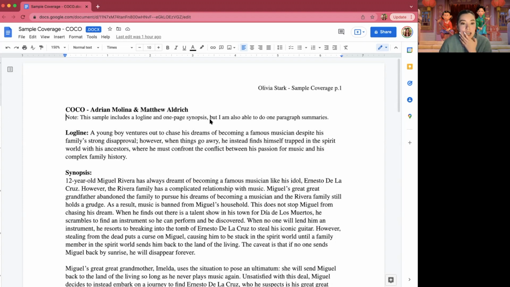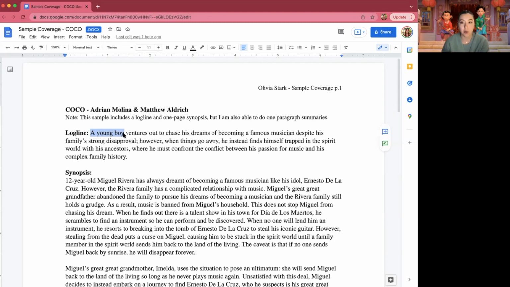But to break it down, what I usually like to do is start out establishing who is the protagonist. So in this, it's a young boy. And then the second thing I want to make sure is clear in this is, what is the protagonist's drive?